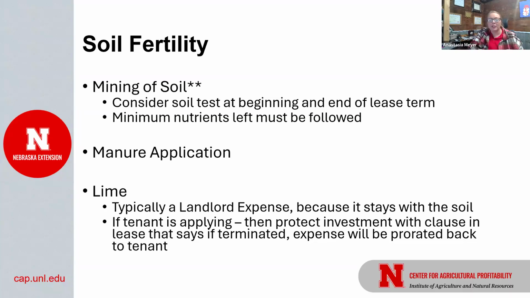And lime is probably an issue more on the eastern side of the state than it is on the western side. But what this clause does is say that if I am renting from you and you decide to terminate me after 2 years, lime is typically good for 5 years. So if I'm terminated after 2 years, 40% of that lime has been used. So you're going to pay me back 60% of my investment in that lime, because I don't get to use it.